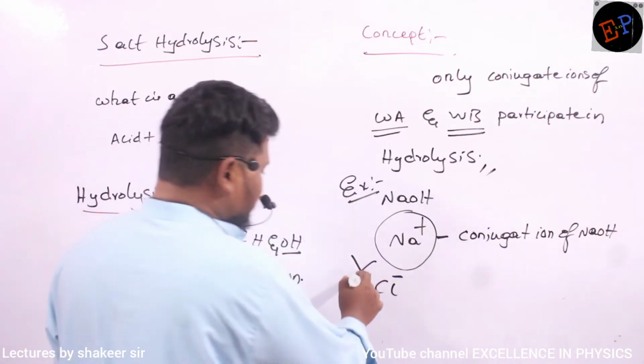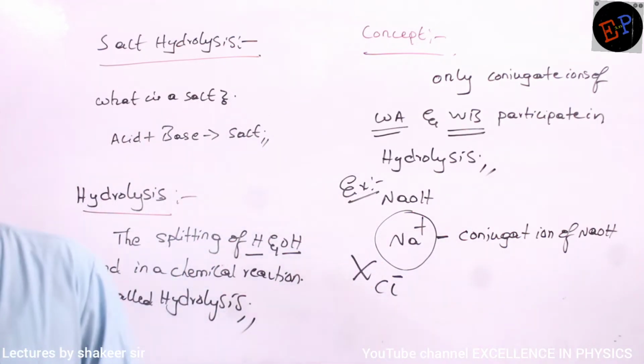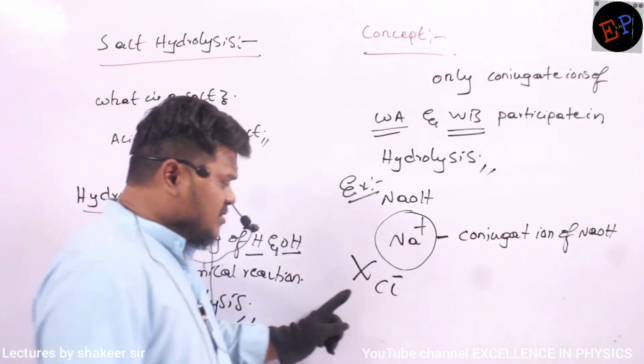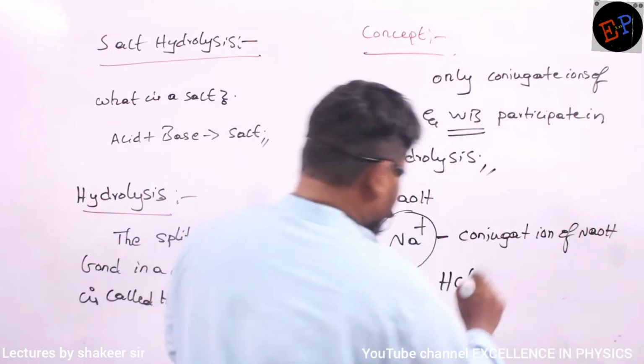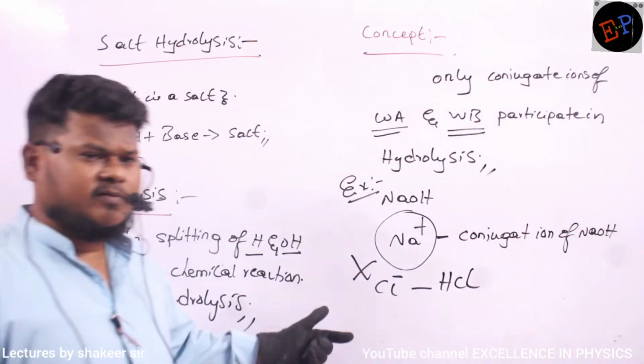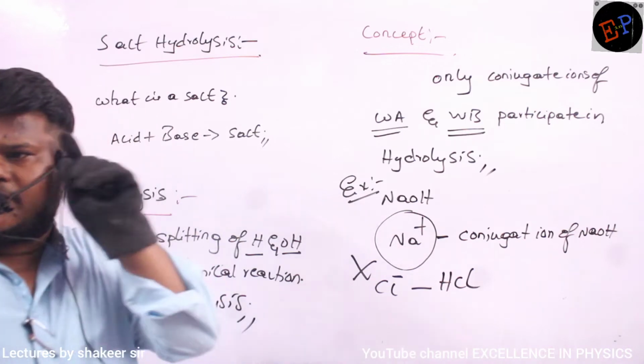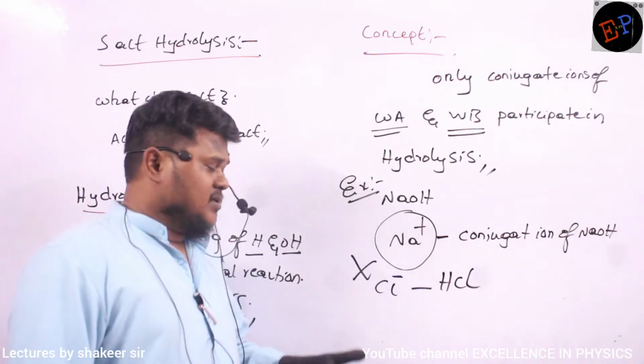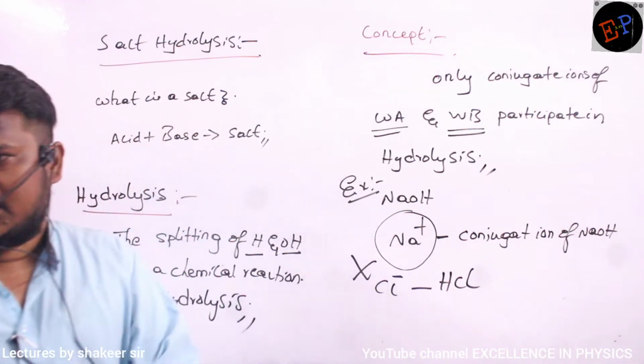So this also doesn't participate in hydrolysis. What is the reason? Because this is the conjugate ion of HCl, no? Cl minus is the conjugate ion of HCl, and HCl is a strong acid or weak acid? It is a very strong acid. So Cl minus also doesn't take part in hydrolysis.